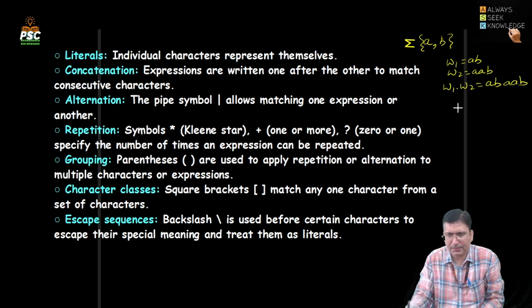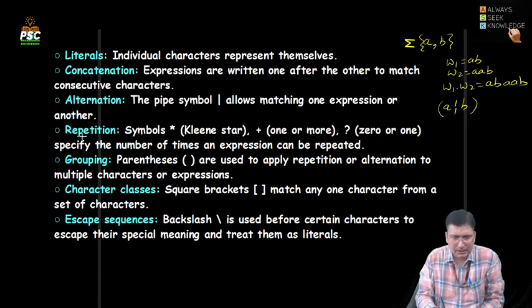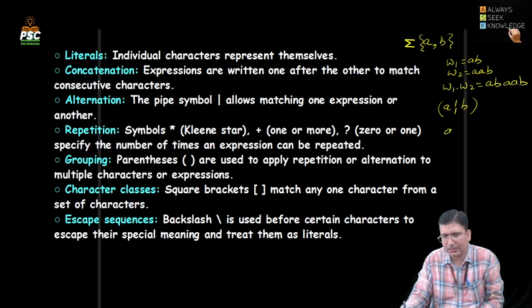Alternation means there is a pipe symbol. So if I write a or b, in some of the languages we can write the regular expression like this. It means either this or this. Okay. Then repetition. Repetition means if I want to write something repeatedly. So if I want to write a 0 times or 1 times or a number of times, it depends how many times I want to repeat.